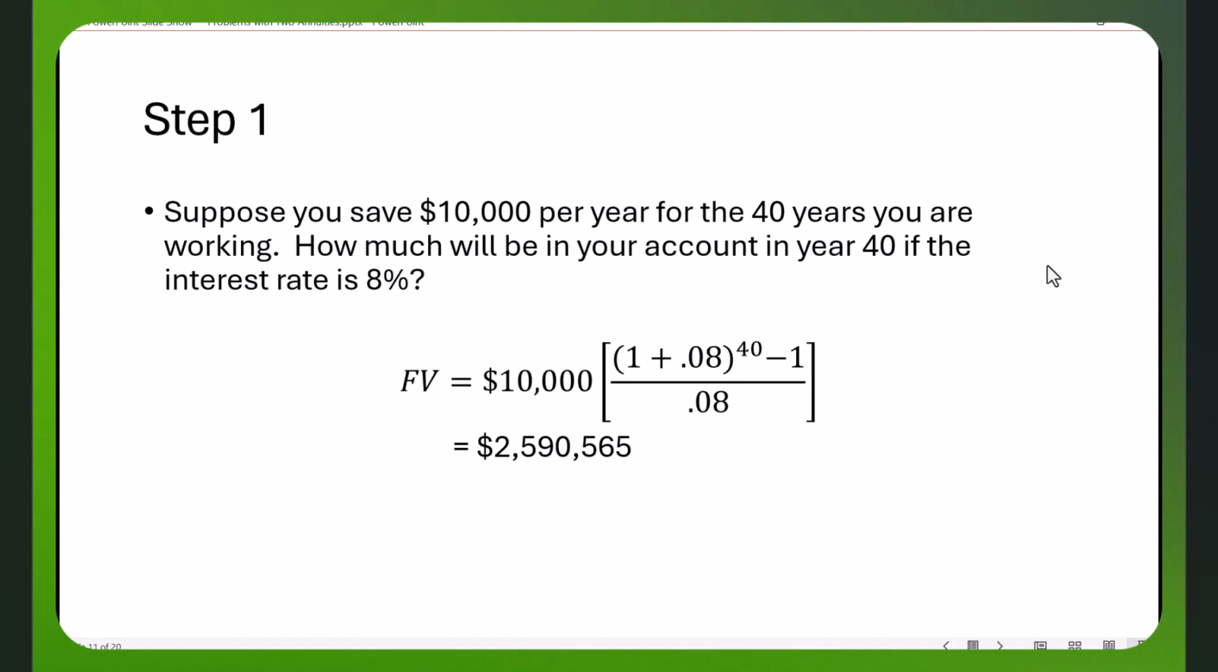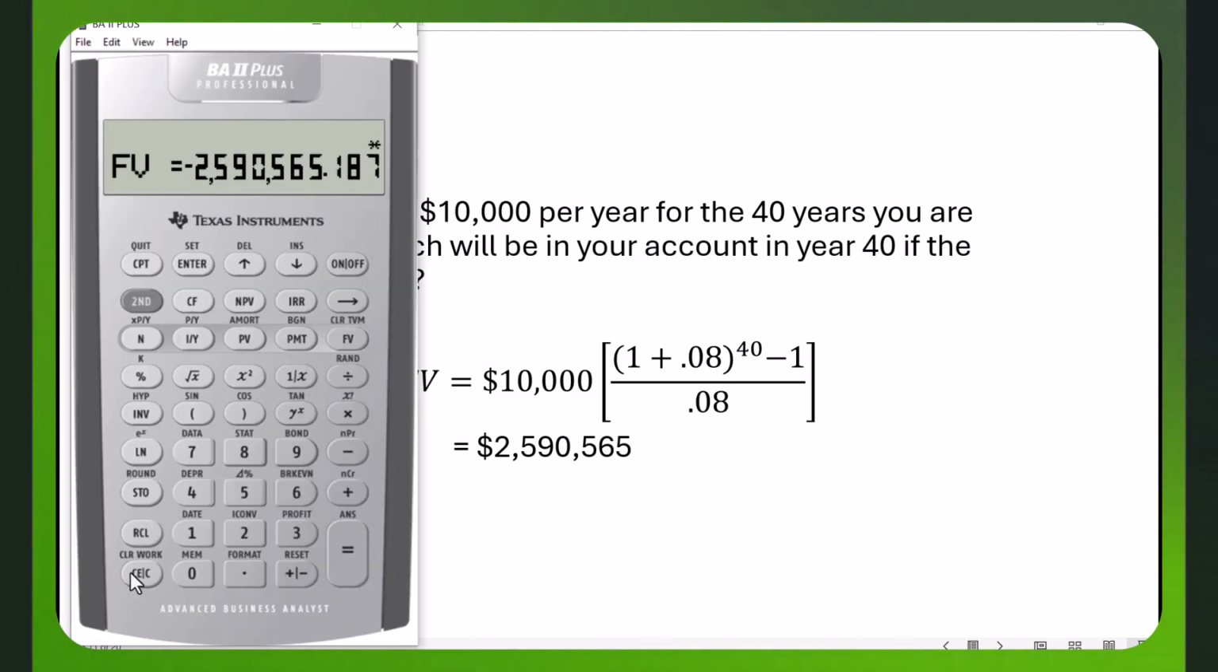Using the formula, we get 10,000 times that future value annuity factor, and we get 2,590,565. Okay, let's just use the financial calculator here. I previously solved it, but let's punch it in to make sure it works. The number of periods is 40. The interest rate is 8%.